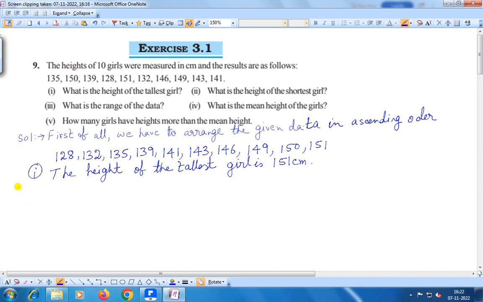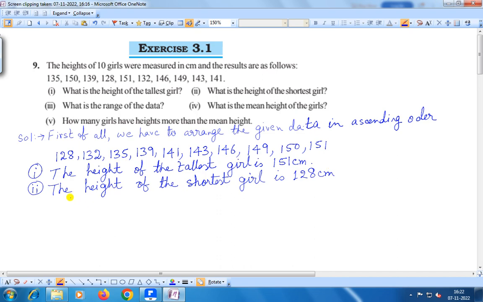Question number 2 is, what is the height of the shortest girl? The height of the shortest girl is 128 centimeter.